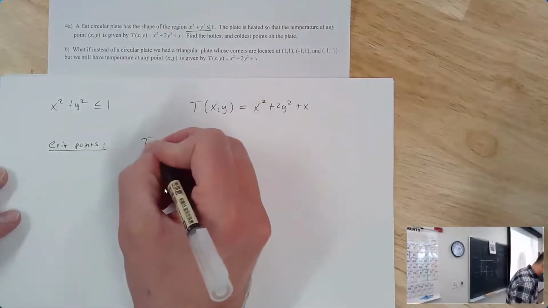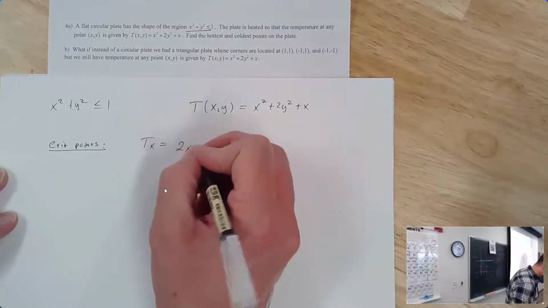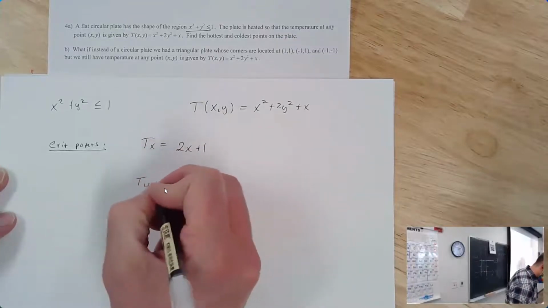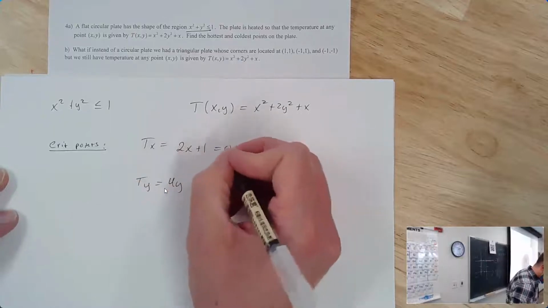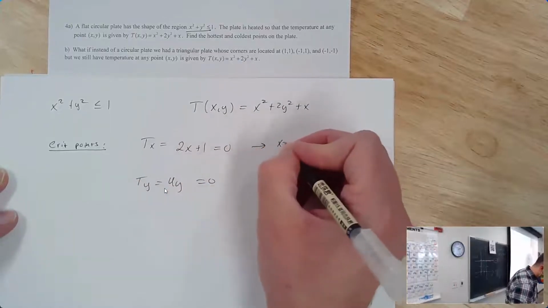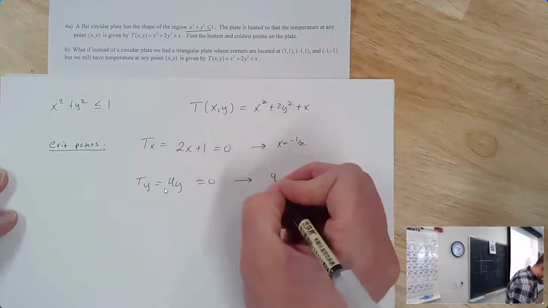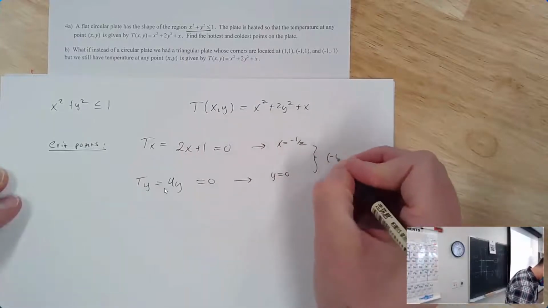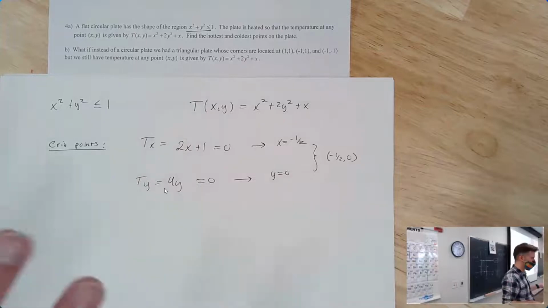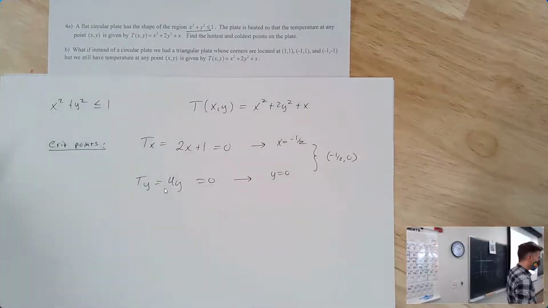So partial with respect to x is 2x plus 1. Partial with respect to y is 4y. Set this equal to 0, and you get x equal to -1/2, y equal to 0. So -1/2 comma 0, which is definitely in the circle of radius 1, is our critical point. It's where the plate might be the hottest, the plate might be the coldest. It can't be both though, unless the plate is the same temperature everywhere, which it's not. So then, and this is where this problem is hard, we have to consider the border.